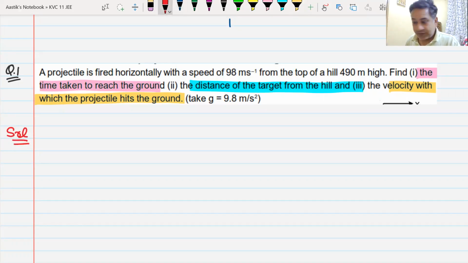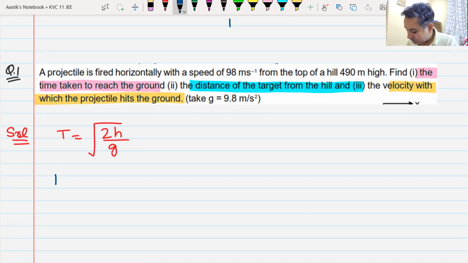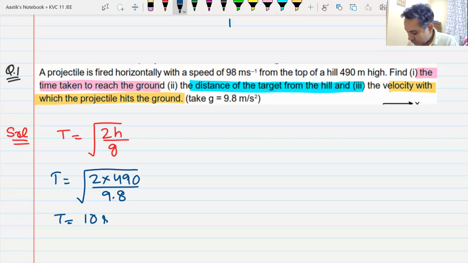The first thing you have to find out is the time taken to hit the ground. What is the formula for time taken to hit the ground? Root 2h by g. Just put the values. What is the answer you are getting? Answer 10, sir. 2 times h is 490 divided by 9.8. I think you can calculate it. You will get it as root over 100, which is 10 seconds.